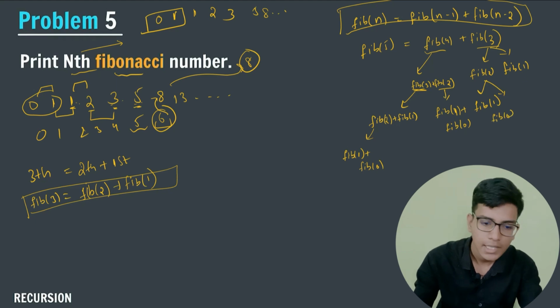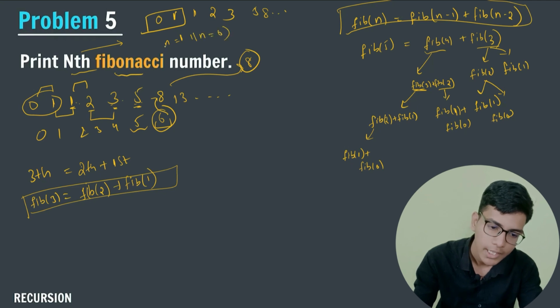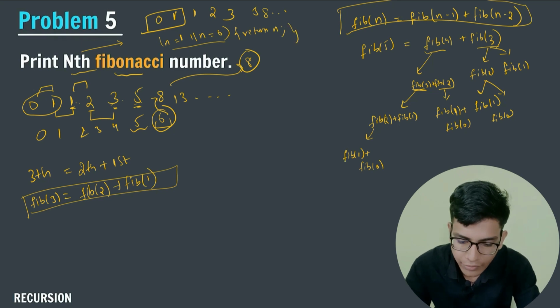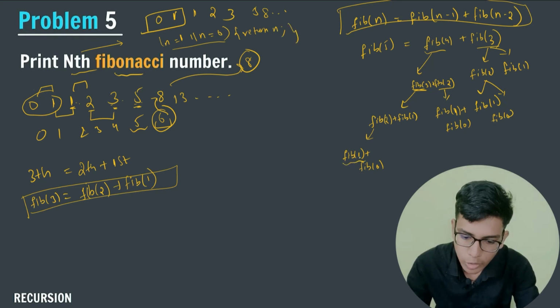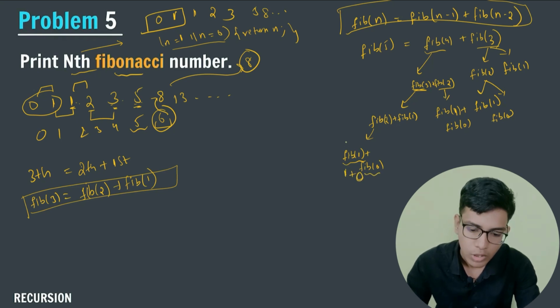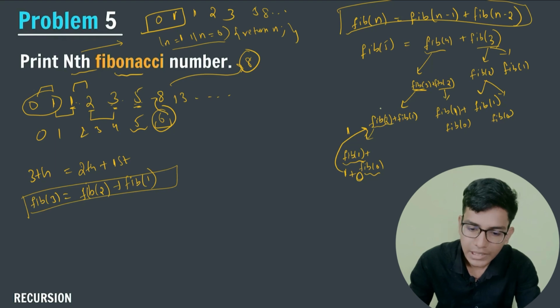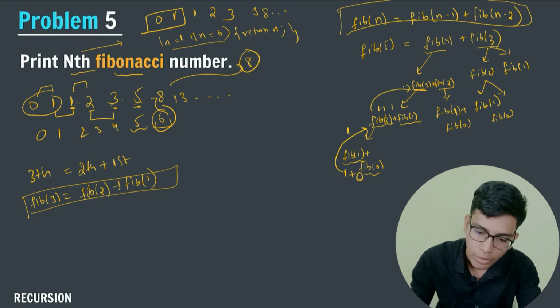And you can see that if my n value becomes 1 or n value becomes 0, right? If either of these conditions is true, then I will simply return the n value. Here the n value is 1, so I will return 1. Here the n value is 0, so I will return 0. So 1 plus 0, here finally I will return 1. After this, Fibonacci of 2 is 1. Fibonacci of 1 is also 1, so 1 plus 1, from this I will return 2.